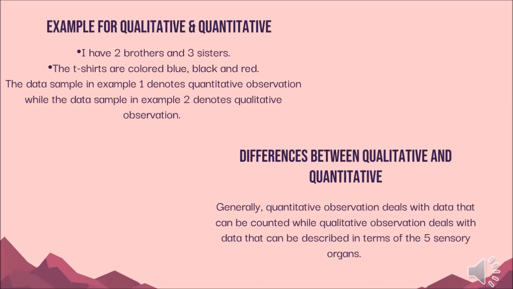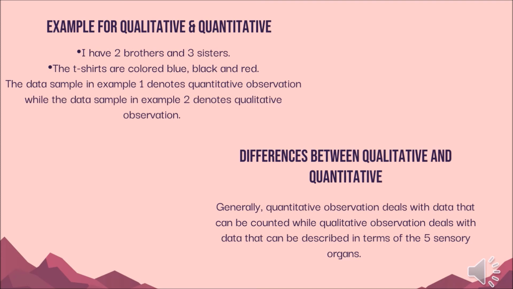Okay, now we have already learned about qualitative observation and quantitative observation. So let's see examples for these two. Example 1 is: I have 2 brothers and 3 sisters. And the second example is: the t-shirts are colored blue, black and red.